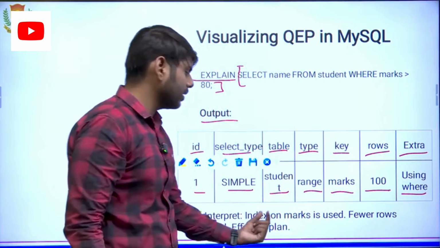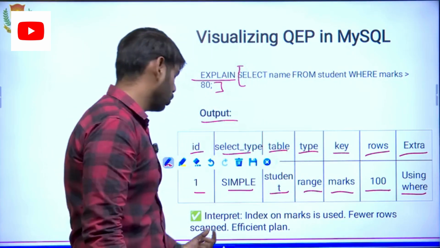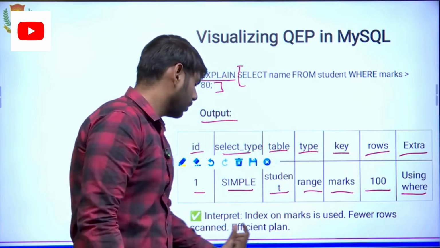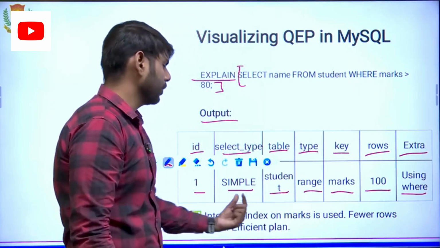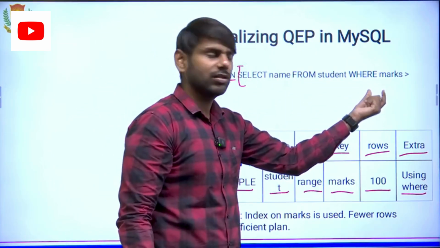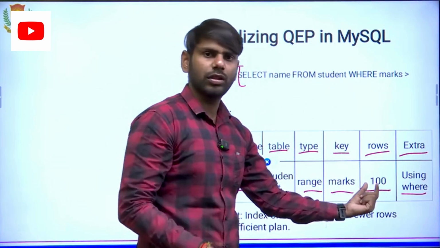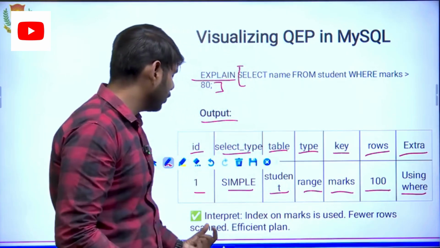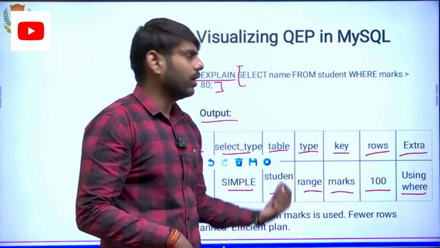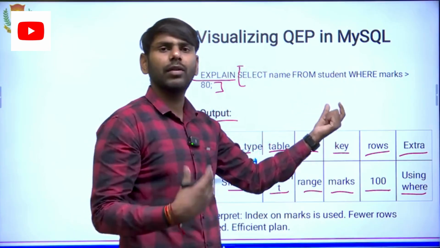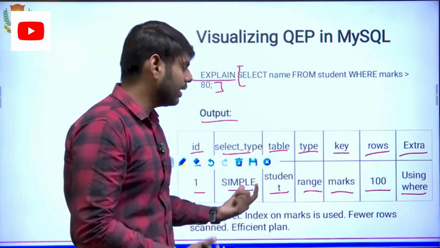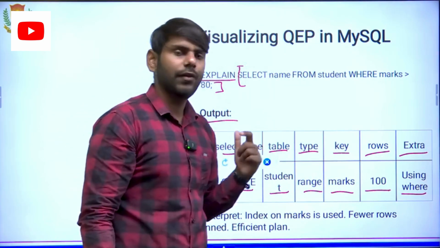So index on marks is used, and fewer rows are scanned, making an efficient plan. By using this we have made our efficient plan over here. Index on marks is used, that means if we have used the marks index, we have to search fewer rows, right? And if you use fewer rows, you don't have to do the full table scan. And just think, in this student table we have millions of records or a larger data set, in that condition this particular plan is efficient.